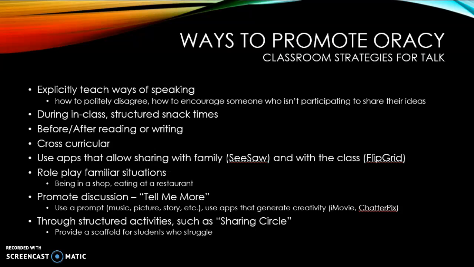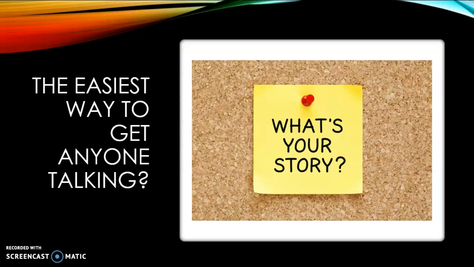But you can also use prompts to get students talking, and students generally love to use things that are creative, like iMovie and Chatterpix. You can also use structured activities such as sharing circle. You may have seen similar activities where all students sit in a circle, the speaker holds on to something like a rock, and whoever has the rock is the speaker, everybody else listens. I have used this and seen it used for everything from classroom presentations to solving classroom issues to just allowing for discussion time among students in case they want to check in with each other and see what's going on in each other's lives.